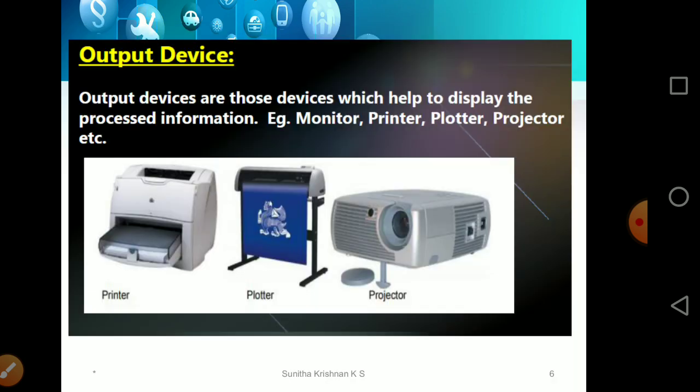Now coming to the output devices, I hope most of you have seen the two devices shown in the picture, that is the printers and projectors. The middle one is known as the plotter. Plotter is also a device which is used to print something on paper or any medium. Only the technology differs.